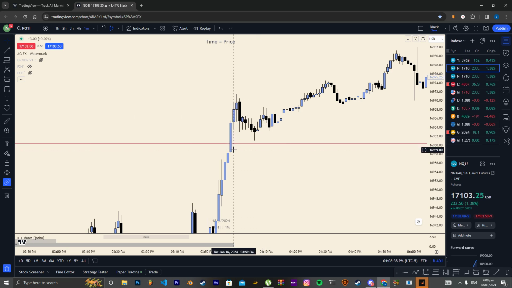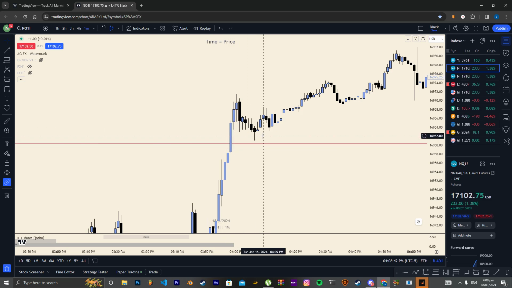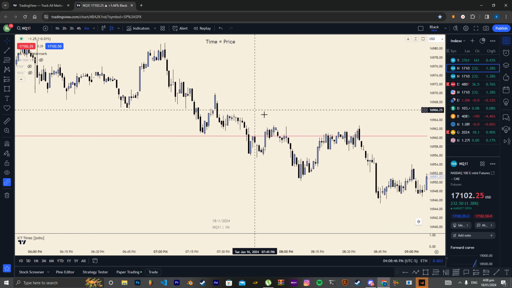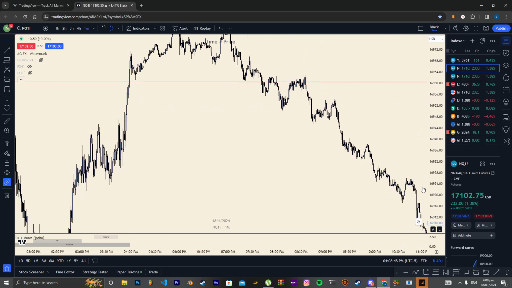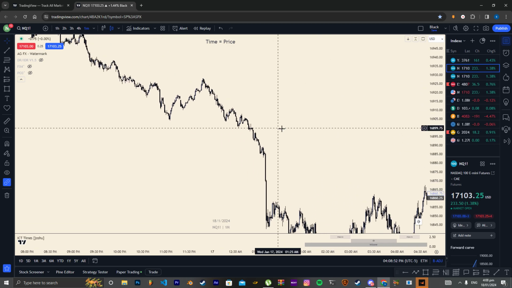The reason why this PD array works is because we are sweeping an area of liquidity inside of this PD array, and then we are continuing higher, right? Everything starts with a turtle soup. It is probably the most low risk entry model that you can use in almost anything.